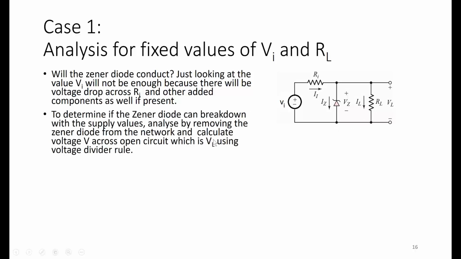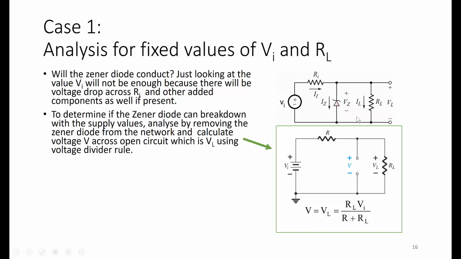To determine if the Zener diode can break down with the supply values, first we have to analyze by removing the Zener diode from the network and calculate the voltage V across the open circuit, which is VL, using the voltage divider rule without the Zener diode. We will find this value V, which equals VL, which equals RL over R plus RL times Vin, without the Zener diode here, and we'll look at this value of V.